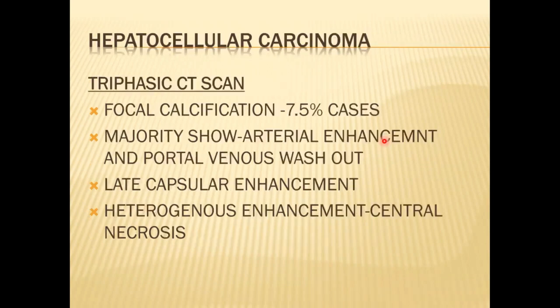On triphasic CT scan, the typical imaging of hepatocellular carcinoma shows that 7.5% of cases may show focal calcification. However, the majority of the lesions show arterial enhancement and portal venous washout. Some of the lesions show late capsular enhancement. However, heterogeneous enhancement is also noted, with central necrosis in large lesions.